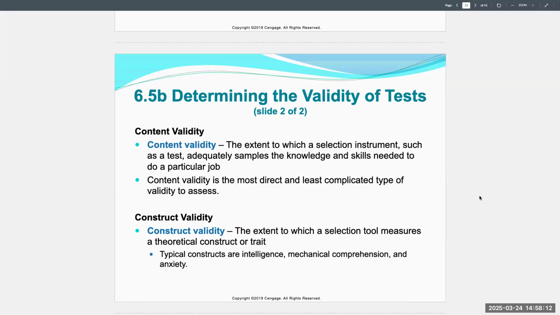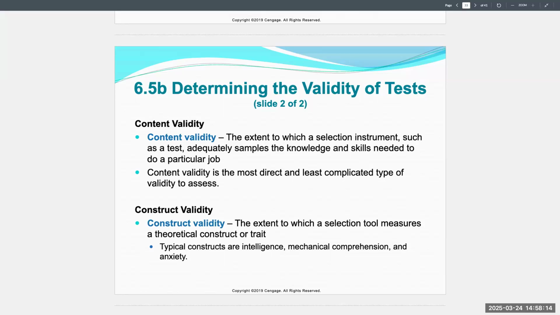of the job. Construct validity, on the other hand, digs deeper and looks at whether a test measures theoretical traits like intelligence, anxiety, or mechanical reasoning. So construct validity is essential for tests that measure personality or mental ability.